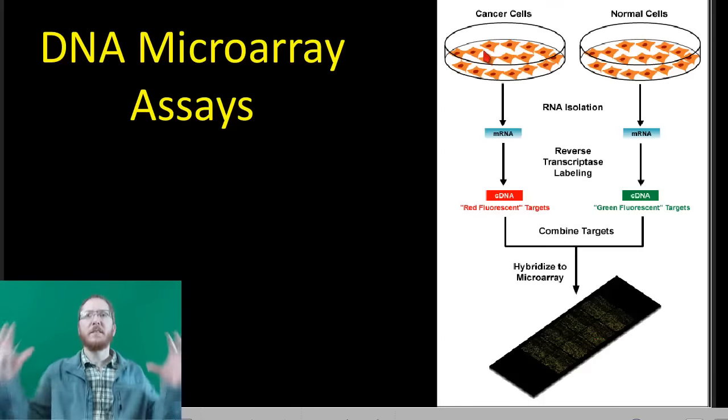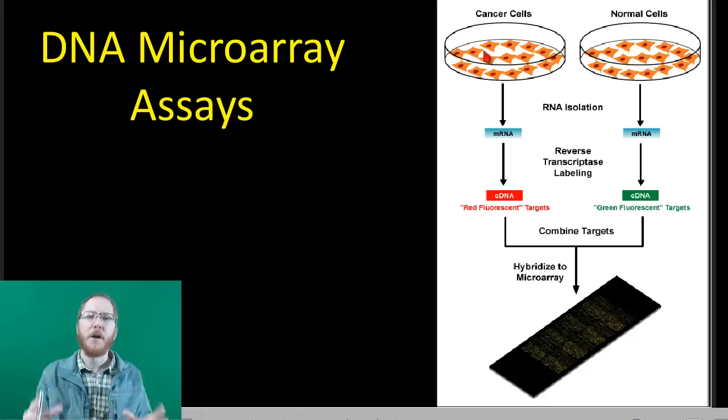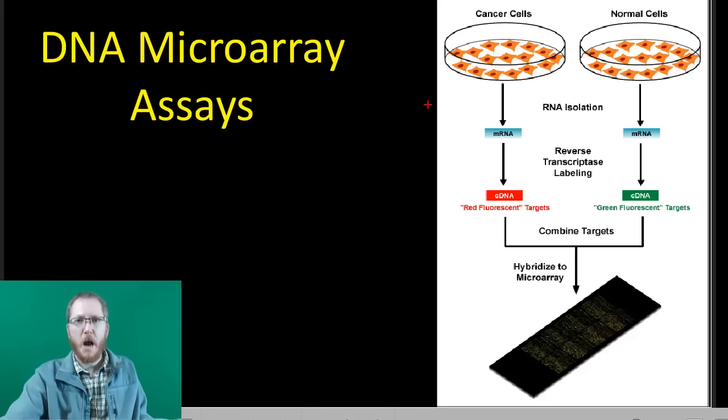And so on a grand scale, we can do a DNA microarray assay. Big word, scary word. I'll try to lay this out smoothly. So the way this works is we're going to do essentially an RT-PCR. So we're going to take the mRNA, usually from two different cells.